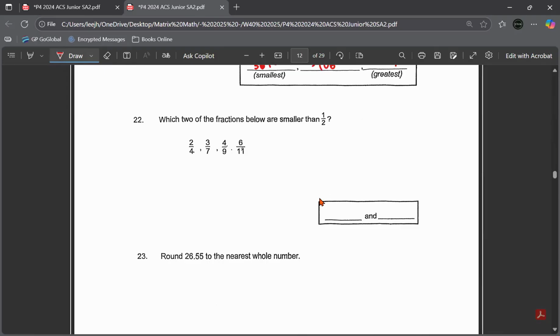Okay. Question number 22. Which of the two fractions below are smaller than half? You can see 2 over 4 is exactly half. 3 over 7 is definitely less than half. 4 over 9 is less than half also. But 6 over 11 is actually more than half, because half of 11 is 5.5. So this is 6, which means it's greater than half. So which ones are smaller than half? These 2: 3 over 7 and 4 over 9.